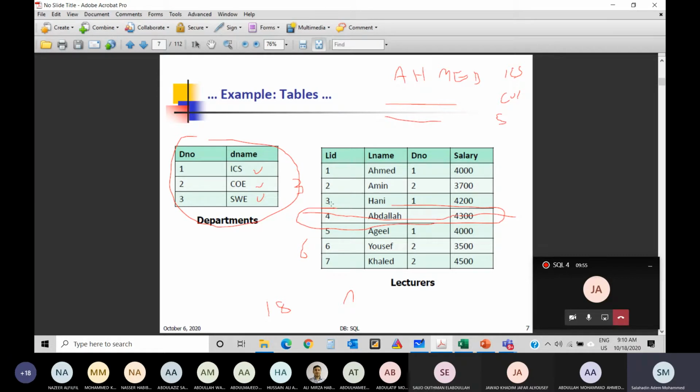If you want to see Abdullah blank, then you have to use another kind of join, which we call outer join. Outer join will show you everything. But we have 3 types of outer joins: left outer join, right outer join, and full outer join. I'm going to explain the 3 of them for you, inshallah.